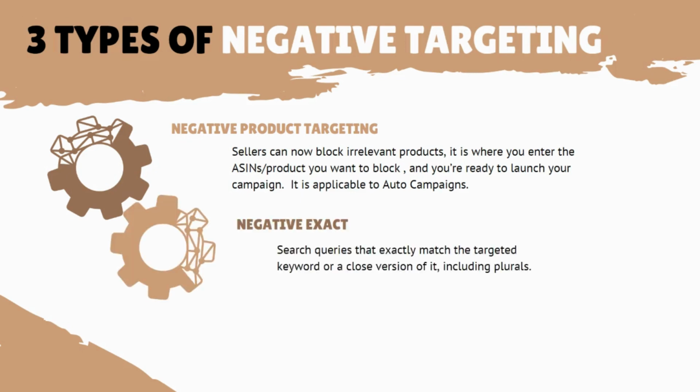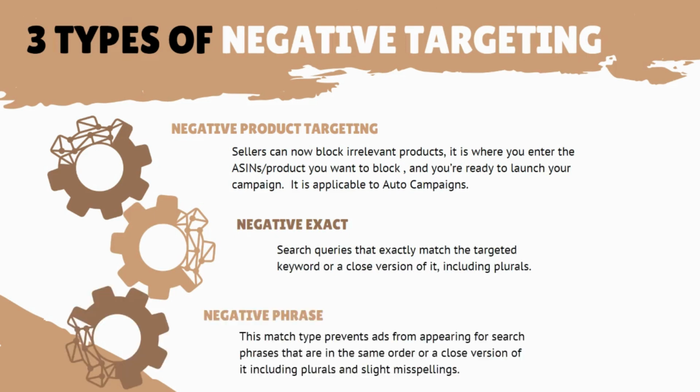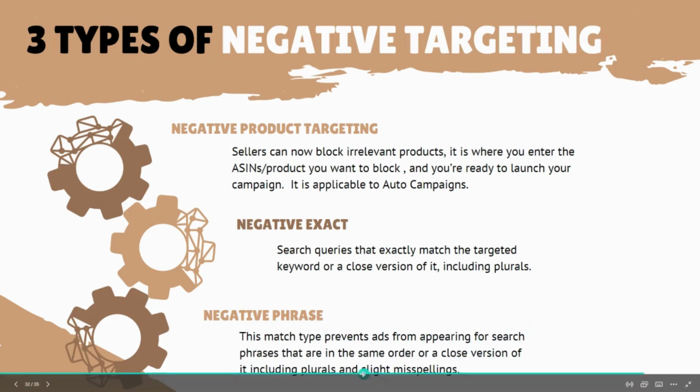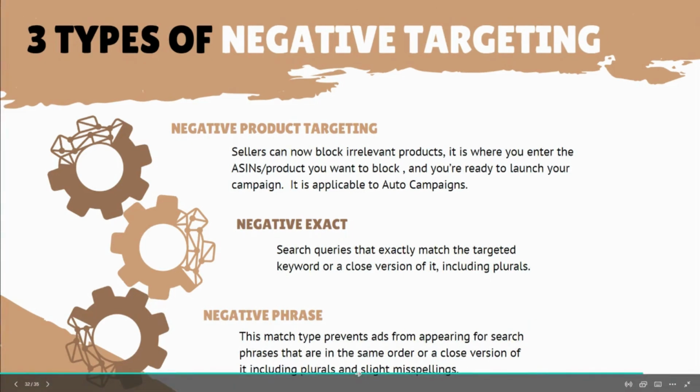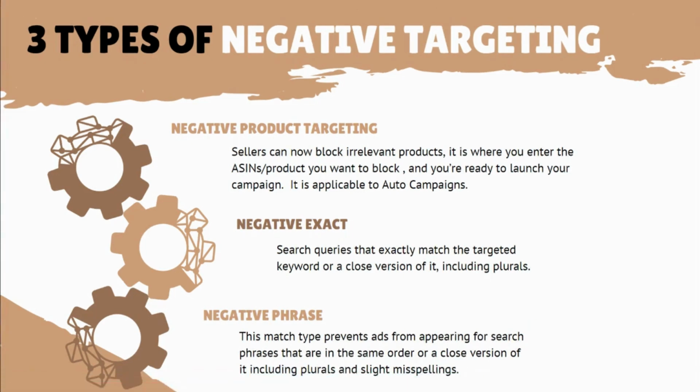Next is negative exact. Search queries that exactly match the target keyword or a close version of it, including plurals. Next is the negative phrase. So negative phrase, it is the match type that prevents ads from appearing for search phrases that are in the same order or a close version, including plurals and slight misspellings.